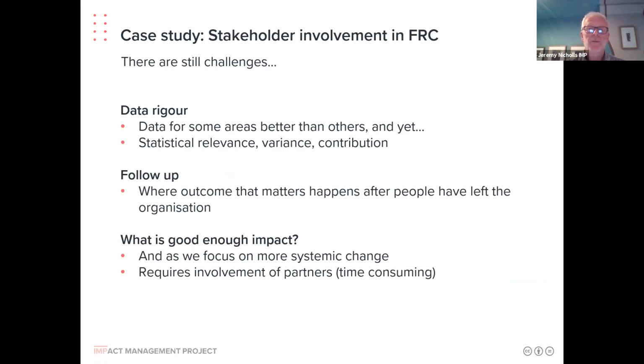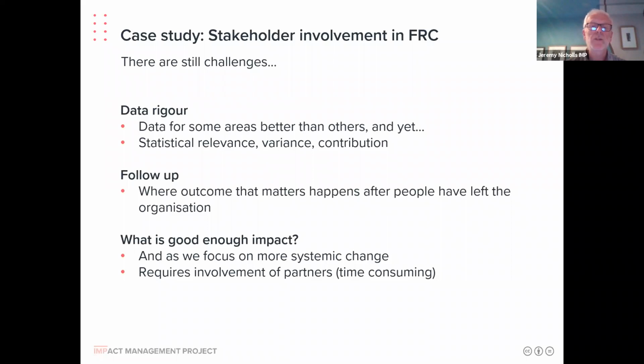Next, and then finally, I think, is that this is an ongoing journey for us. One of the reasons I absolutely love being involved in this organization is a sense of we're not there yet. We do win awards, and we do think we're not bad in terms of doing this in practical ways, which we actually use. But data rigor is a problem.